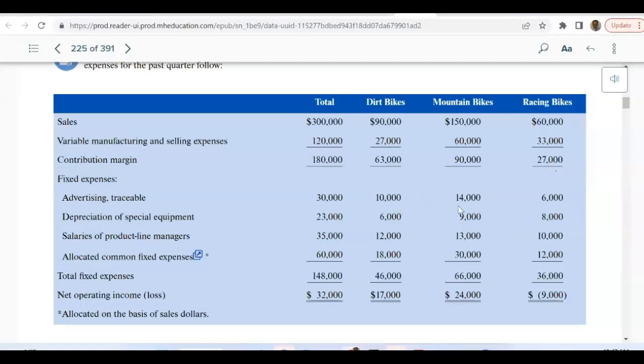And they have some fixed expenses, traceable advertising for each bike. They have some depreciation on special equipment for each category of production. Salaries, product line managers, those are fixed expenses, traceable again. Allocated common fixed expense. Okay, that's allocated. Common fixed expenses normally can be allocated to each department to some degree based on some cost driver. But overall, remember, it's a common fixed expense. It's not traceable.